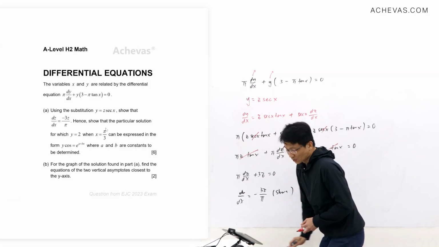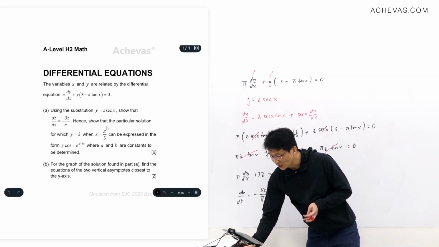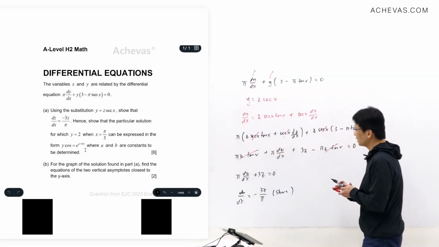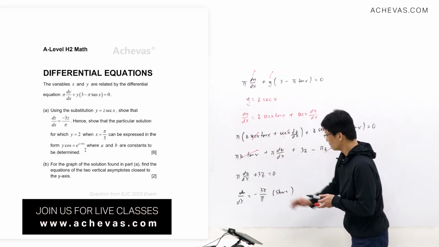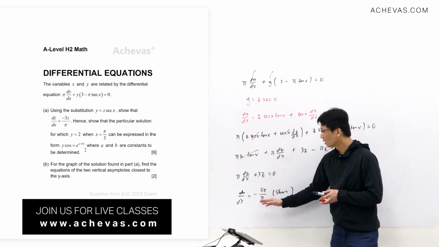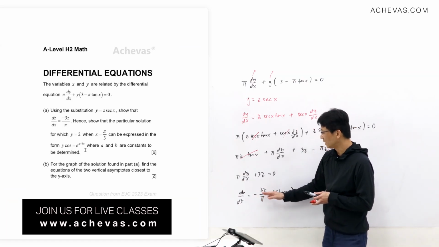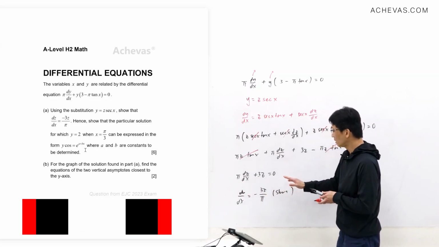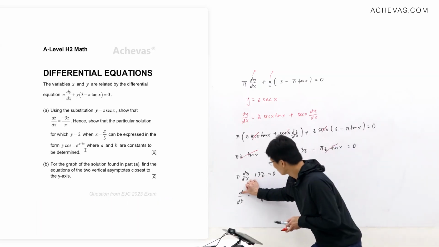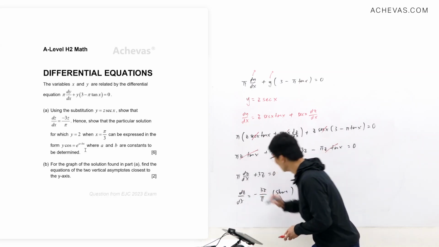All right. So now the next part, the question says you're supposed to show that the particular solution for which y equal to 2 when x equal to pi over 3 can be expressed into this particular equation here. So my guess is we got to solve this equation here. And we can recognize that this is of the form of a variable separable because I should be able to group all the z on the left hand side and group all the constants and x if there's any on the right hand side.